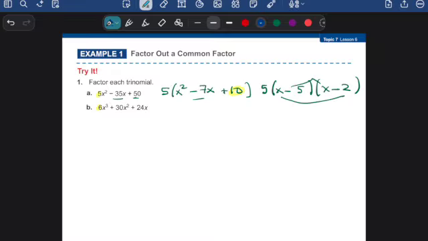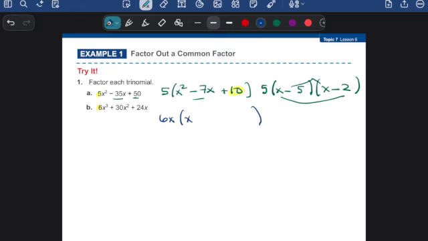Okay, letter B, we're going to factor out a 6. And they each have at least one x, so I could pull out a 6 and an x. Then we're going to write the rest of the trinomial inside parentheses. So again, reverse distributive property.